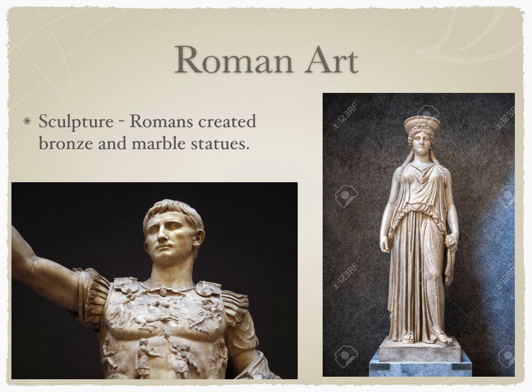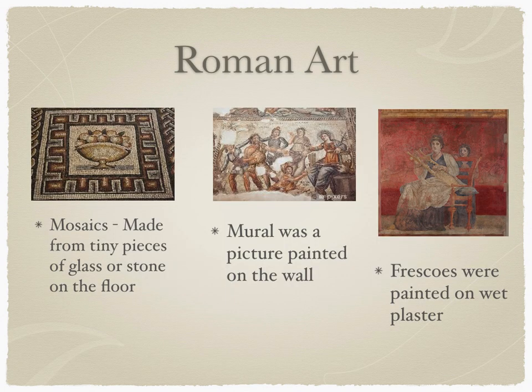Some of the features then of Roman art, sculptures were very prominent in Roman art. A lot of the videos we would have seen would have had sculptures of some of the leaders, especially Caesar, who you can see below, and Octavian or Augustus. So the Romans would have created these statues out of bronze and marble. Other features then of Roman art would be the mosaics. So these were made from tiny little pieces of glass or precious stones that would be on the floor. Another popular art form was the mural, which was a picture painted on a wall, and a fresco, which was a picture painted on wet plaster.